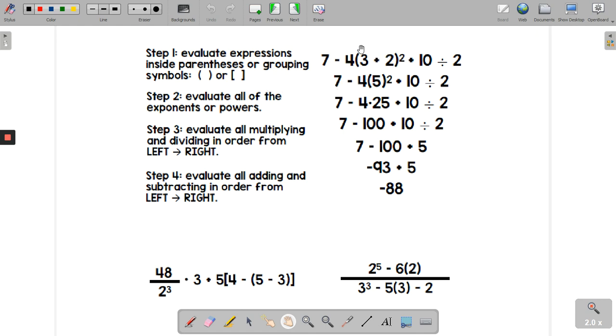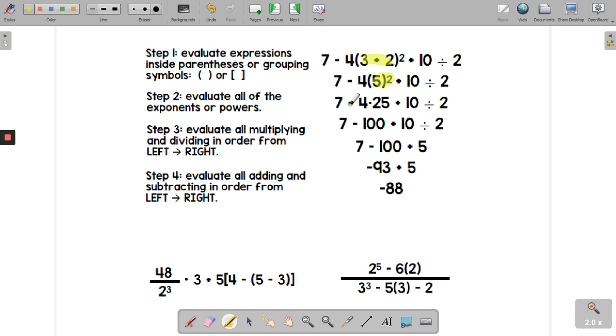So first we have this expression that we are evaluating. We look for parentheses, which we have here. We're going to evaluate that first. So 3 plus 2 gives us our 5. Then we got rid of all of our parentheses. Then we look at exponents. We have an exponent here, and it only goes to the 5. So we do 5 squared, and that gives us 25.